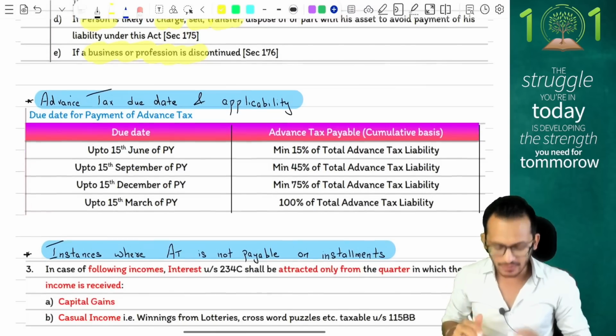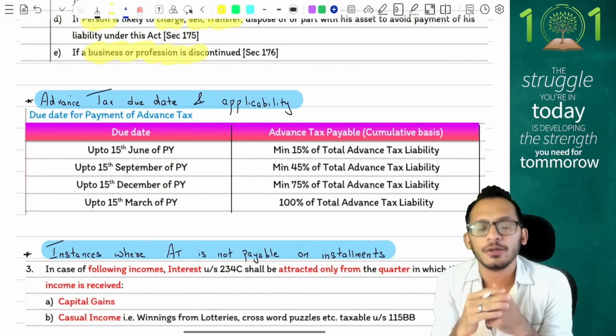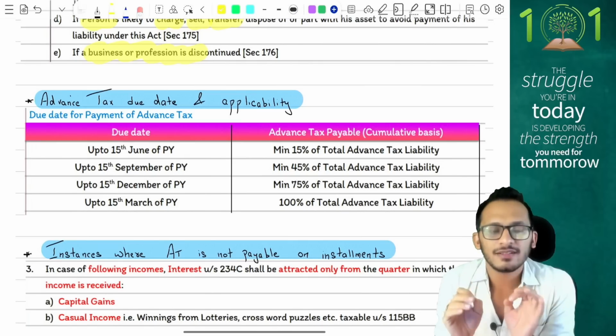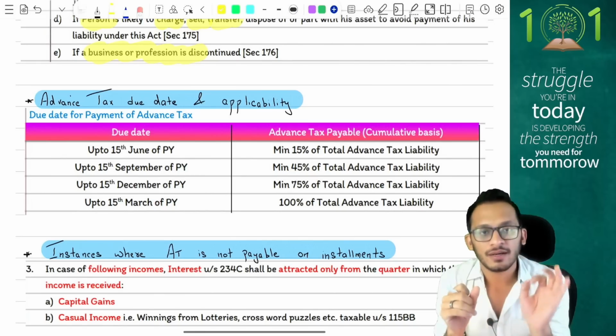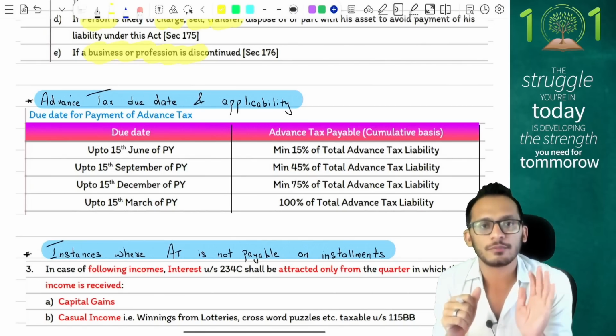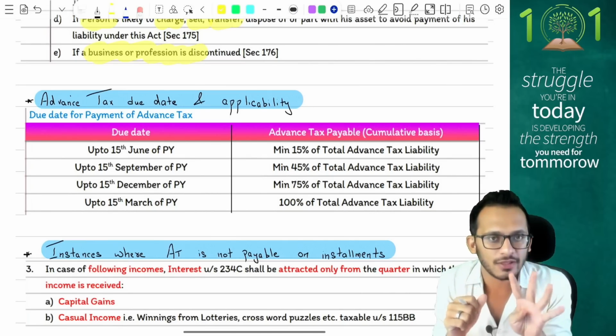Second, what are the advance tax due dates in income tax and what are the tax liabilities which you have to pay during these due dates? Income tax says if it is an advance tax, you will be liable to pay advance tax if your advance tax payable goes more than 10,000 rupees. If your advance tax payable goes more than 10,000 rupees, you'll have to pay advance tax in 4 installments.